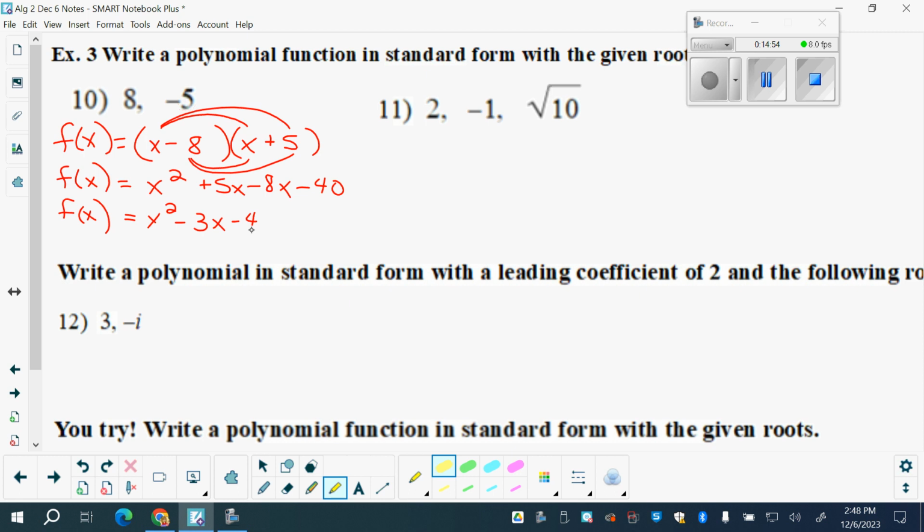Good. So as Kaden did there, we want to simplify that. Questions on that? Okay, so on number 11, cross out this -1. We're going to make it simpler. I'm just changing this problem, no -1 there. So the only two roots that are given are 2 and square root 10. Is there any additional roots here?